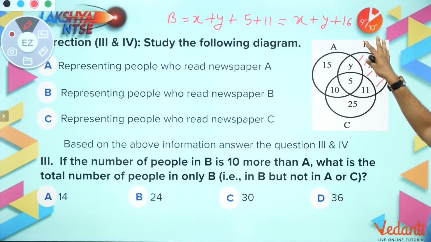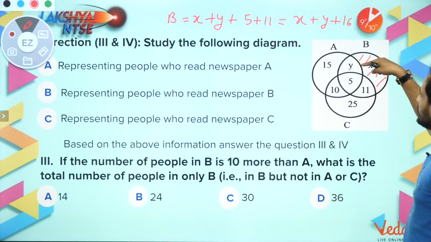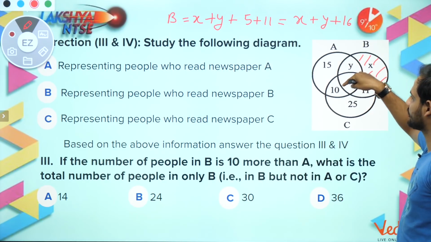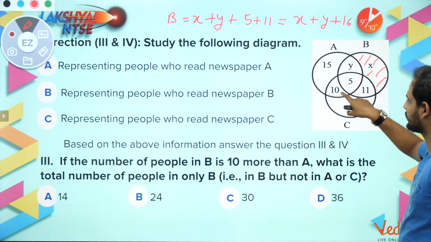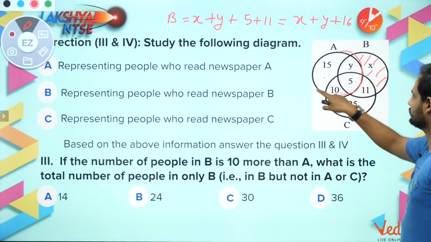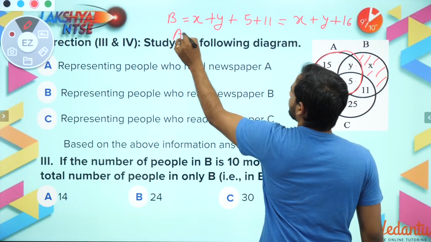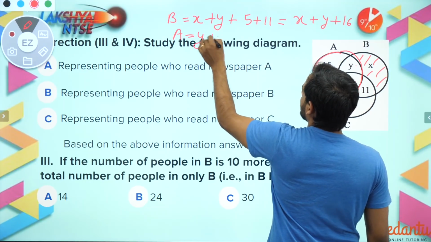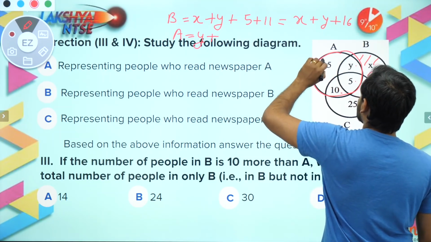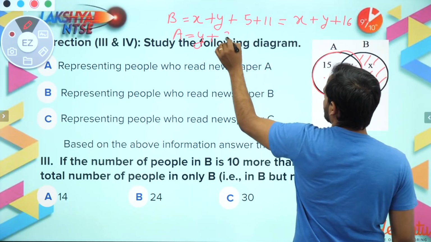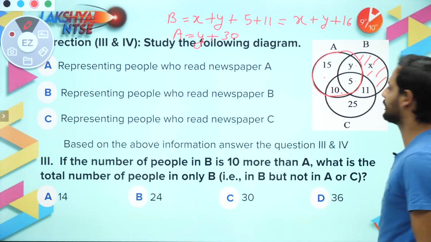This number of people in B is 10 more than A. How many people are there in A? In A we have Y plus 5 plus 10 plus 15. These are all under A. So in A we have Y plus 10 plus 15 plus 5, which will be equal to Y plus 30.